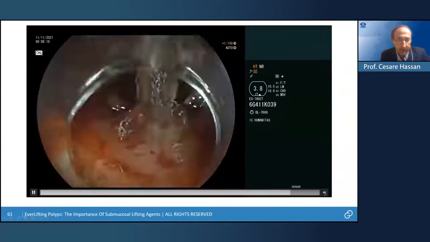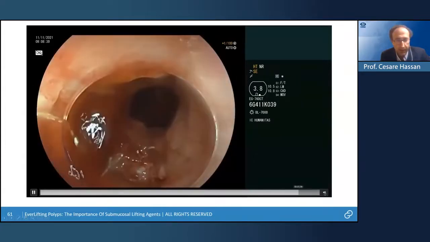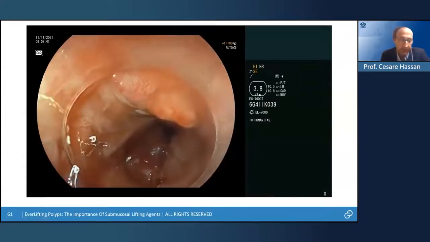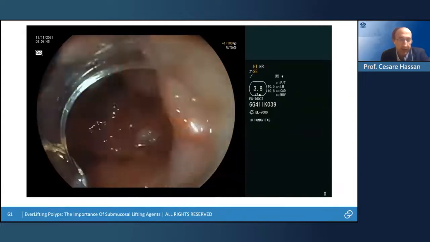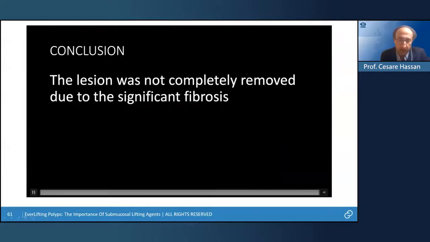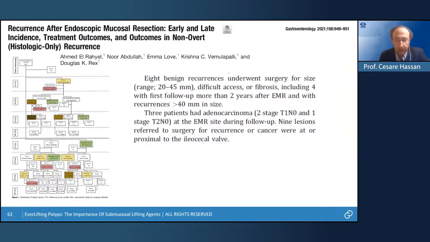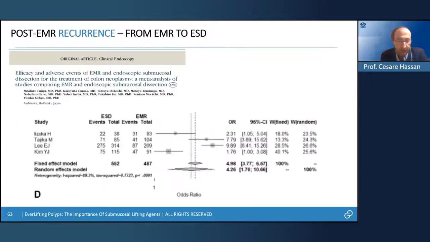And at the end, we simply decide to abandon the treatment because there was too much tissue, and there was no reasonable approach to it. Of course, the decision whether to send to surgery depends also on the comorbidity of the patient. This is again from the Indian experience. You may see that 3% eventually proceed to surgery, and even more importantly, 1% of them presented at recurrence with invasive cancer.